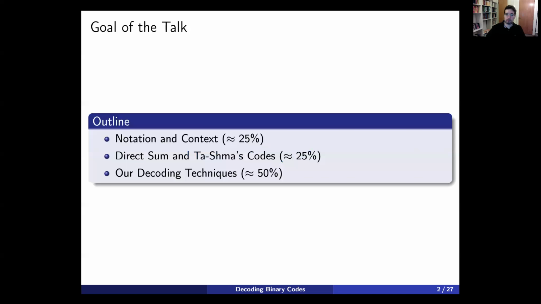And the outline is going to be as follows. We're going to spend a quarter of our time talking about notation and context. I think that the history here is quite interesting. And we are going to talk about direct sum, which is an important component in Ta-Shma's codes. And in the second half of the talk, we're going to discuss our decoding techniques and give a flavor. So I would like everybody to at least have a clear idea of the results, and potentially for specialists of coding theory to have a flavor of the techniques. That's going to be my goal.